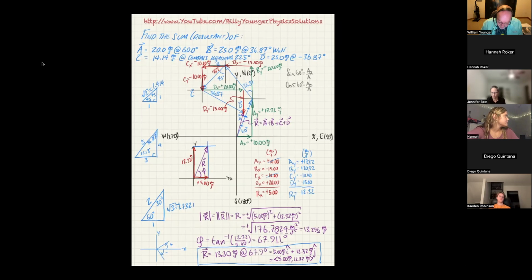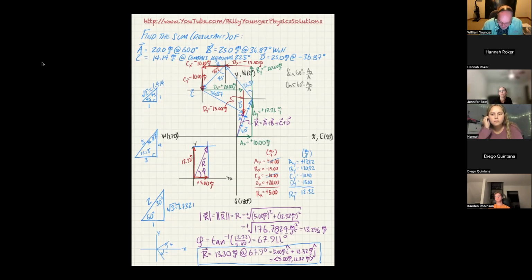Similarly, for vector C, I saw the angle was 45. I take the sine of 45. That's got to equal CY over 14.14 meters per second. So 14.14 meters per second times the sine of 45 should give me 10. I have to force that to be negative. Similarly, cosine of 45 has to be CX over 14.14 meters per second. So 14.14 meters per second times the cosine of 45 should give me 10, which I have to force to be negative.